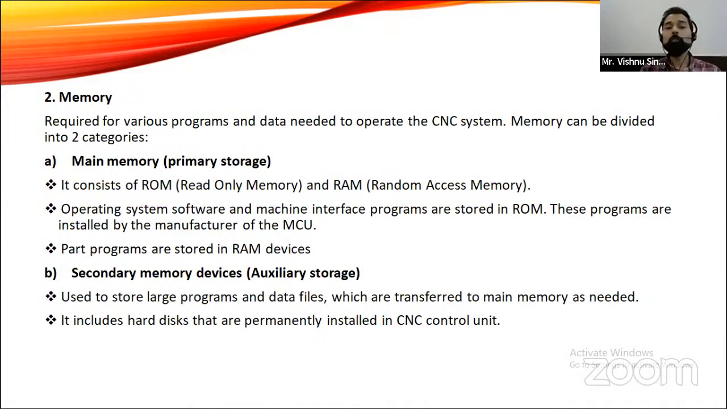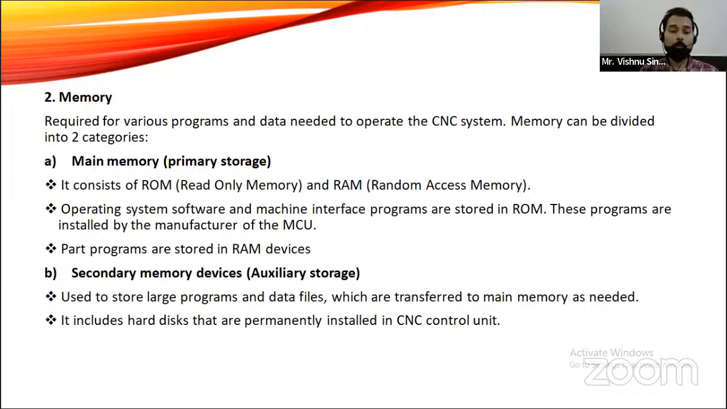The second component of the MCU is memory. It is required for the various programs and data needed to operate a CNC machine. Memory can be divided into two categories: main memory and secondary memory. Main memory is also referred to as primary memory. It consists of ROM and RAM. ROM is read-only memory, RAM is random access memory. Obviously, with read-only memory we cannot modify it, whereas with random access memory we have the flexibility of changing it. Part programs are stored in RAM devices.